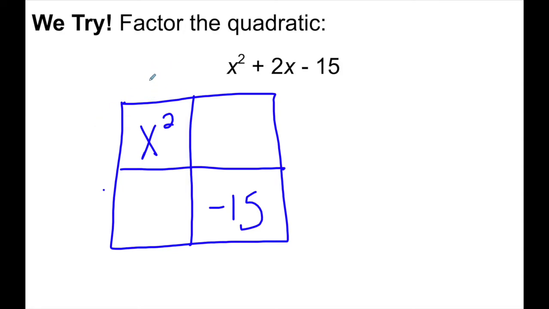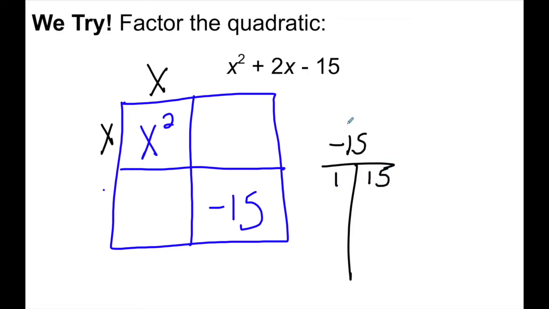So how do I get x squared? What am I going to put here? This is going to be my x and my x. Now let's make a list of our 15 factors. So we have 1 and 15. And I'm going to ignore the negative. I'm just shooting for the 15. 3 and 5.